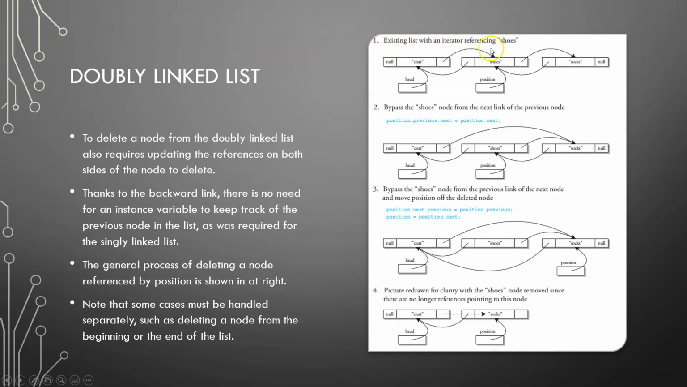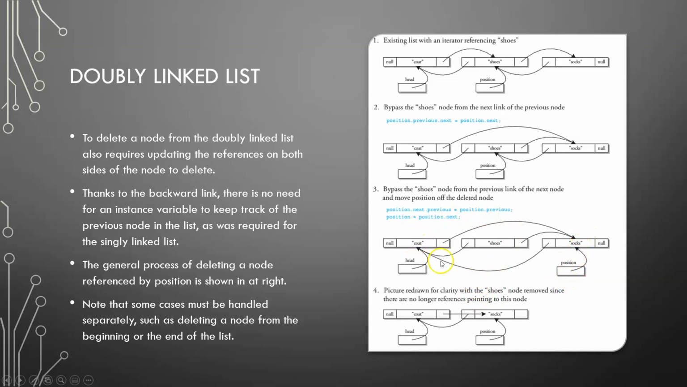So here I have an existing list with an iterator referencing shoes. So I'm going to bypass the shoes node from the next link of the previous node: position.previous.next equals position.next. Then you'll see that we are going to bypass the shoes node from the previous link of the next node and move the position off the deleted node. So position.next.previous equals position.previous, position equals position.next. So here we go, we're going to delete that out. So we're getting rid of this, and position is now pointing to socks.